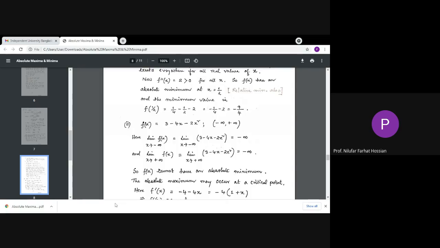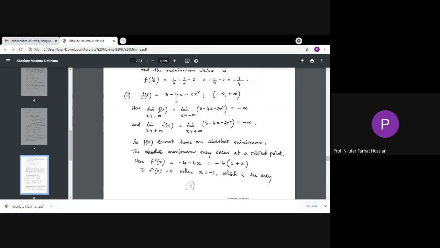So can there be any absolute minimum here? No, miss. There cannot be any absolute minimum, but there may be an absolute maximum which may occur at a critical point. So you have to find the critical point of this function.